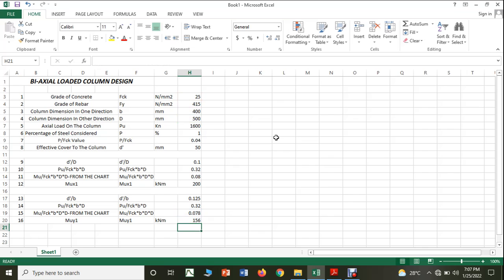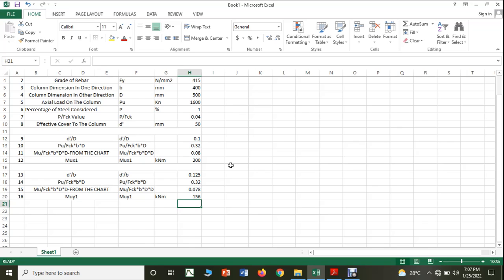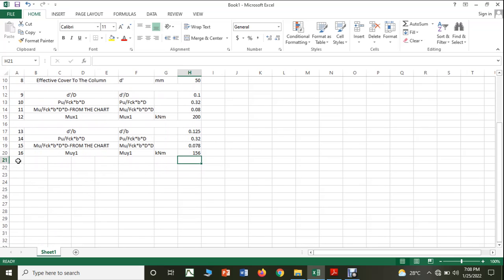Okay, so that is 156. So that is the corresponding Muy1 value. So once you have got Mux1 and Muy1, as per the previous lecture, those are the steps that you are supposed to follow. We have to find out the value of Puz, right? So the next step, I can give one space here, then I can write the 7th step as calculation of Puz.